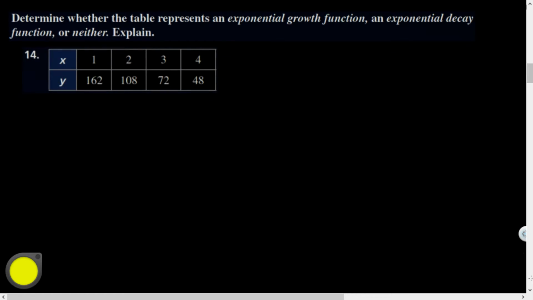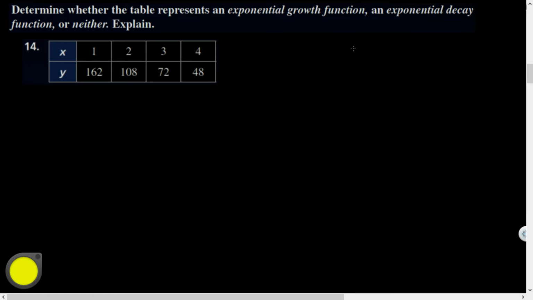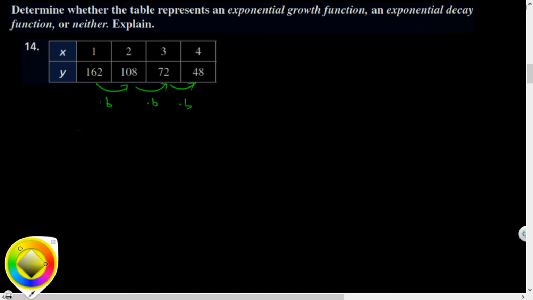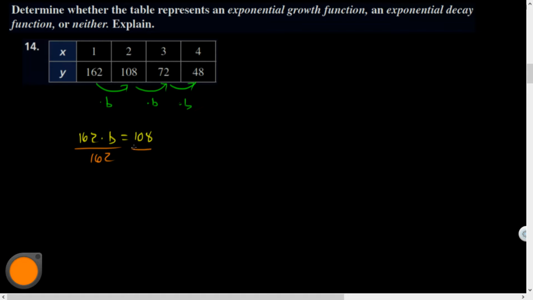Let's see. Determine whether the table is exponential growth or decay or neither. The question is, I've got to figure out what b do I multiply by, if it is in fact exponential. And so I can actually set that up. Let's compare a couple of these. So 162 times some unknown b value is equal to 108. And if I want to solve for b, I can just divide both sides by 162.